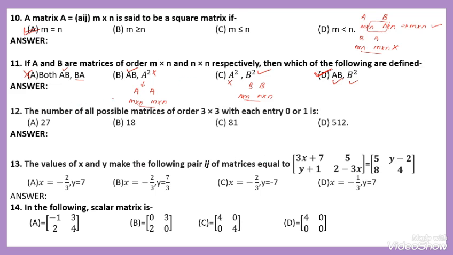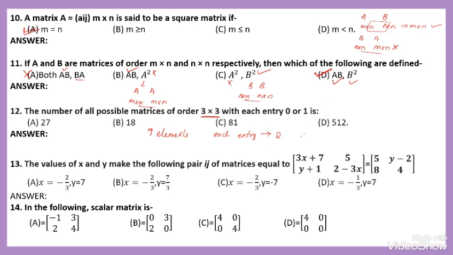Next, question number 12. The number of all possible matrices of order 3 cross 3 with each entry 0 and 1. Okay. Here there are 9 elements. 3 cross 3 means there are 9 elements. Then each entry is 0 or 1. So for each entry, the possibility is 2.